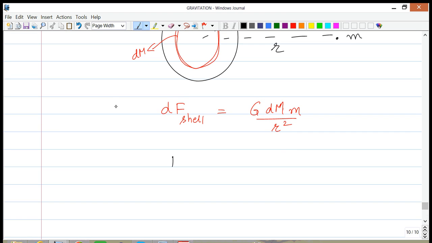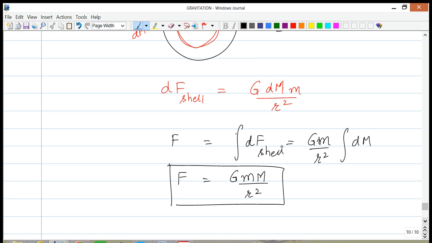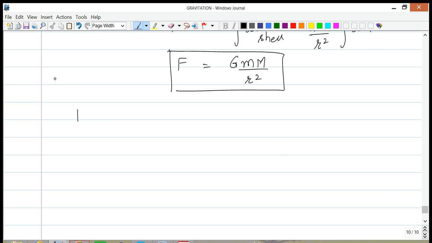Now to find the total force, okay, we'll take the F and we'll simply integrate the force due to the shell, and so it will be equal to G times m over r squared, and we'll integrate dm. And since we're simply integrating the mass over all the shells, what we end up getting is the relation G M m over r squared. Okay, so again a simple expression for the case that is outside. Now to the inside case, you have to be a little more careful.